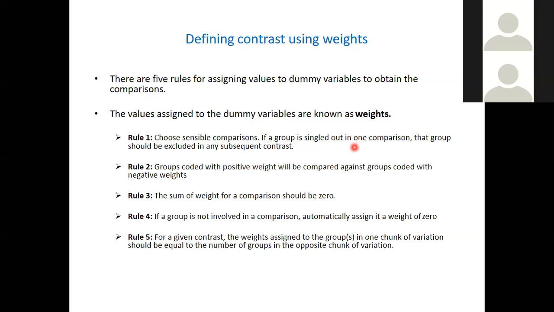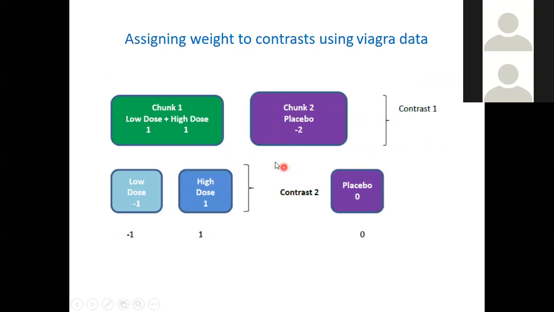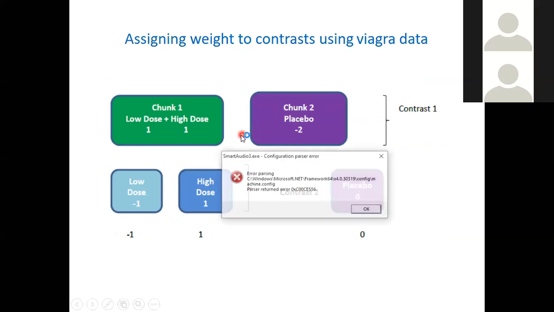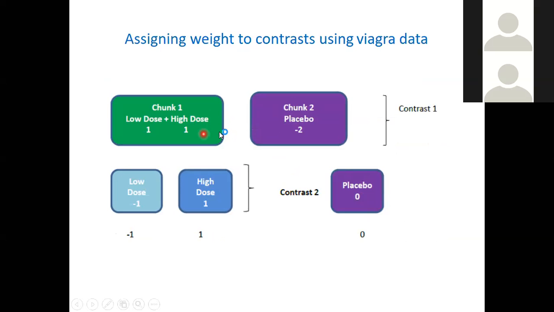If a group is singled out in one comparison, that group should be excluded in the subsequent one. Look at the first contrast. We single out placebo. We combine high dose and low dose. So in the next contrast, placebo is out of it. If you want to split the ones that you combined, you do the contrast. So that is rule 1. When you single out a group, that group is out in the subsequent one.